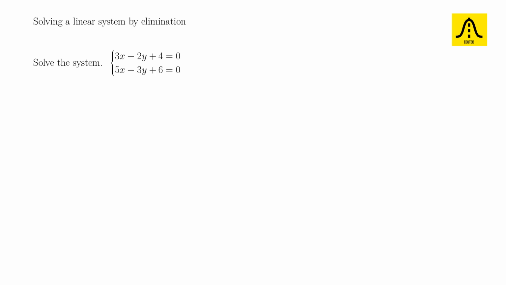We need to solve this system of two linear equations. The y coefficients are -2 and -3. We multiply to create opposite y coefficients, so y will cancel when we add.